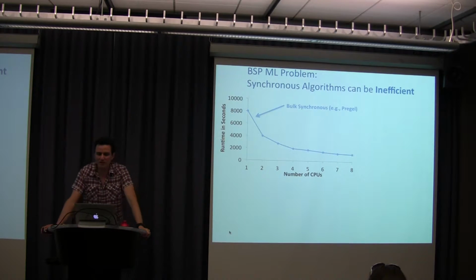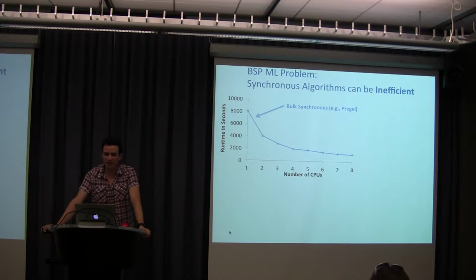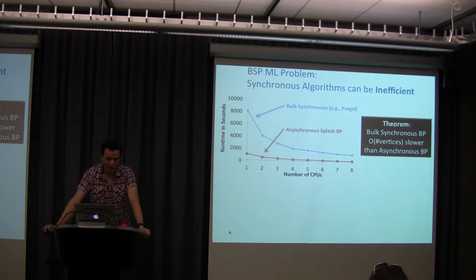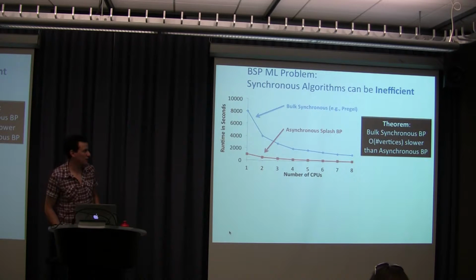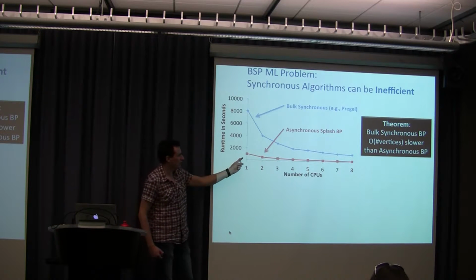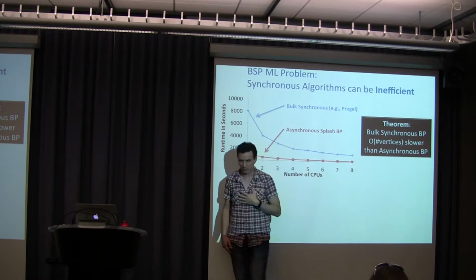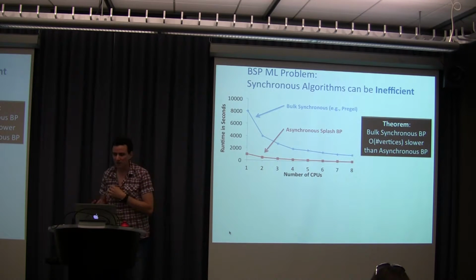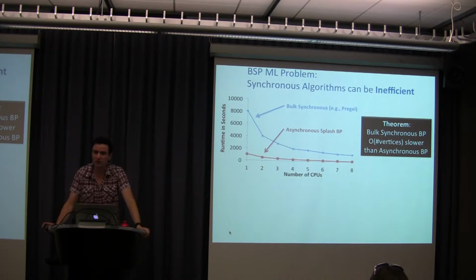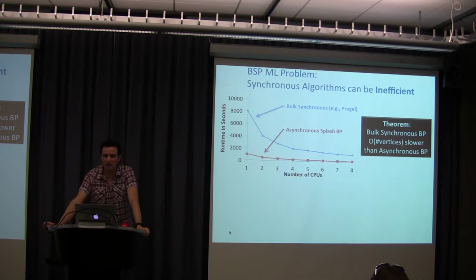But the problem is that if you compare this with the asynchronous algorithm, you get much faster convergence. In fact, an asynchronous algorithm with 1 processor is faster than a synchronous algorithm with 8 processors. And again, this is a theorem about BP, about belief propagation, for those familiar with it, that says that asynchronous algorithms can asymptotically be significantly faster than synchronous ones.